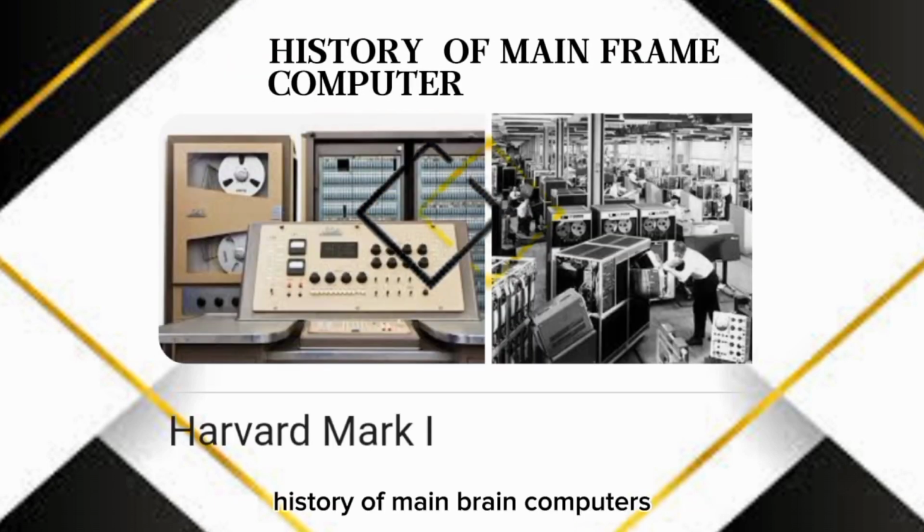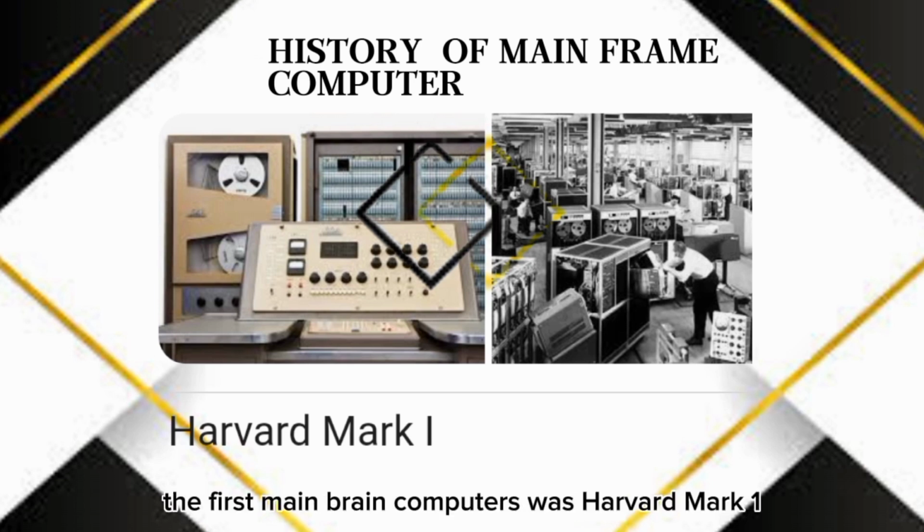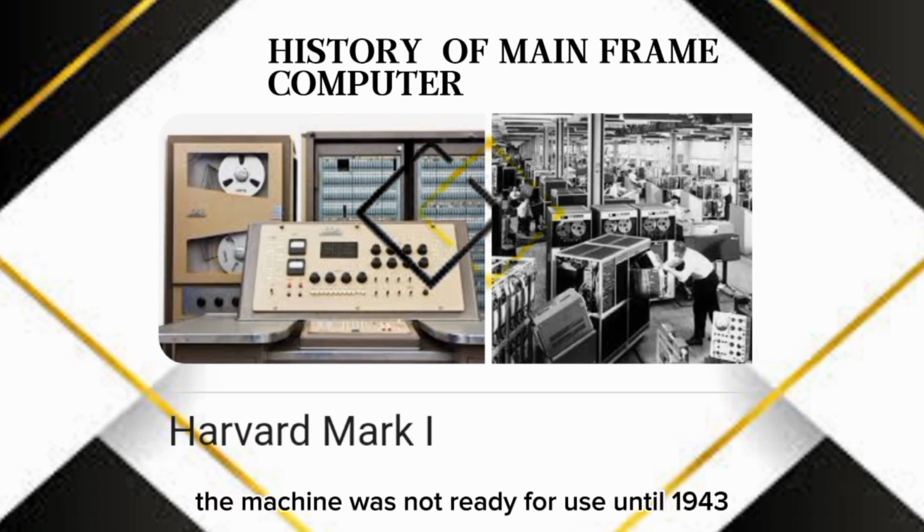History of mainframe computers. First mainframe. By most measures, the first mainframe computer was Harvard Mark I, developed starting in the 1930s. The machine was not ready for use until 1943. It weighed 5 tons, filled entire rooms, and cost about $200,000 to build.